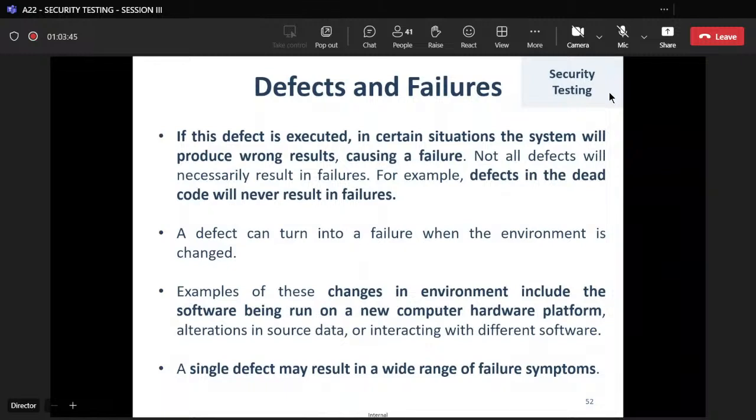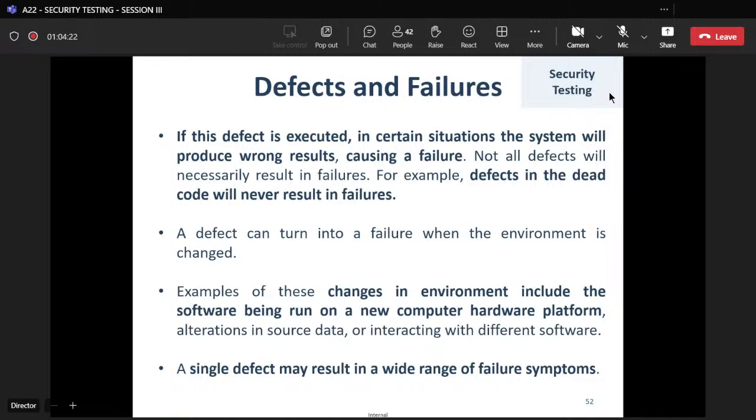And if a defect is executed in certain situations, the system will produce wrong results, causing a failure. A particular module will fail to provide the expected results. Not all defects will necessarily result in failures, because sometimes in the dead code there may be an error, but in reality it may not be reached at all. So defects in the dead code will never result in failures, because we are never going to reach the dead code or the unreachable code.